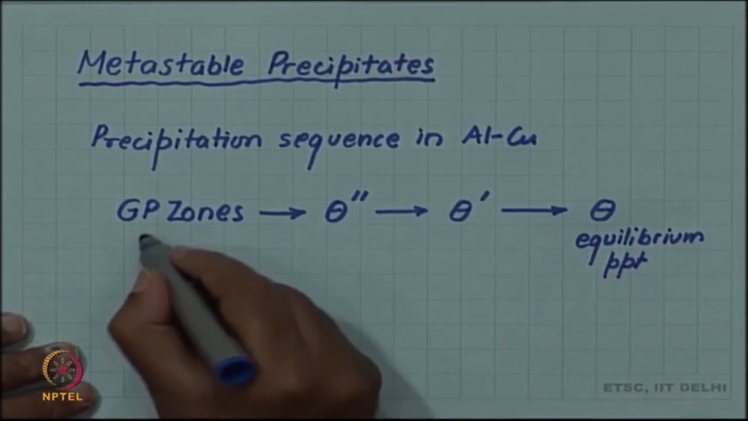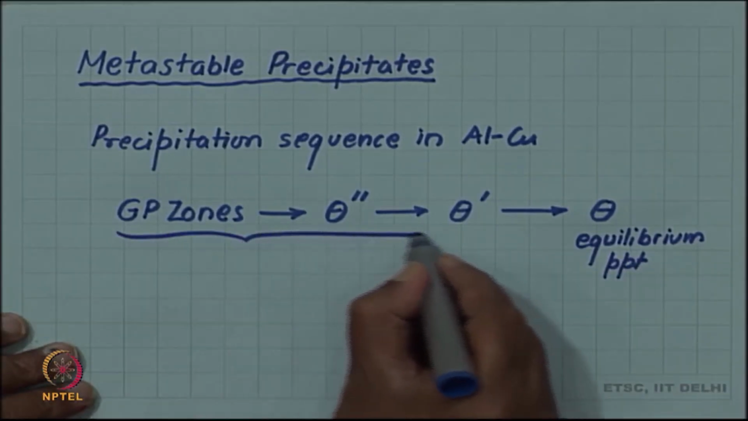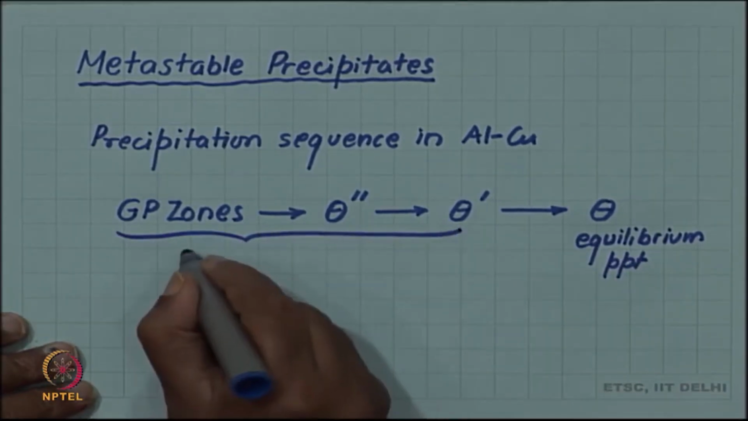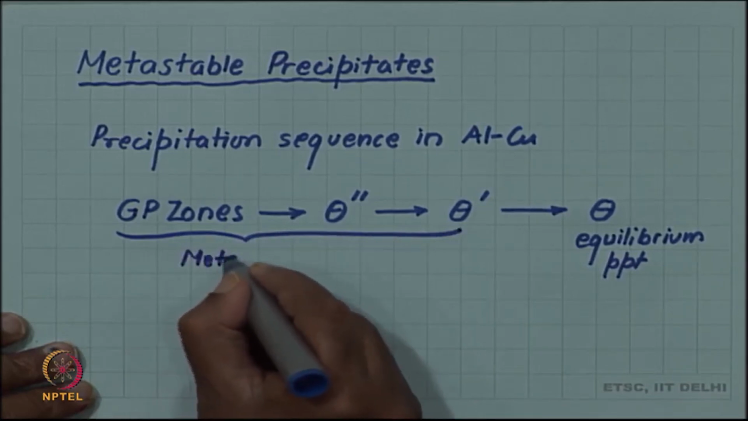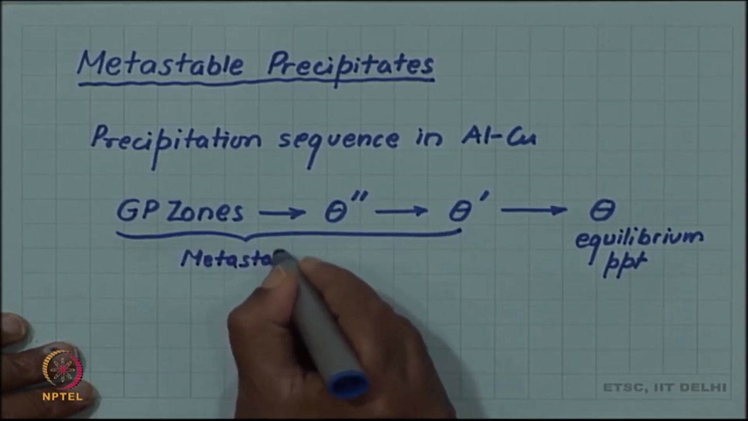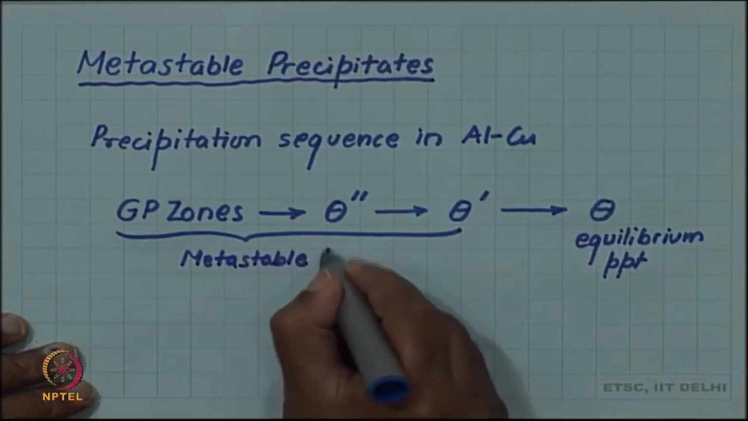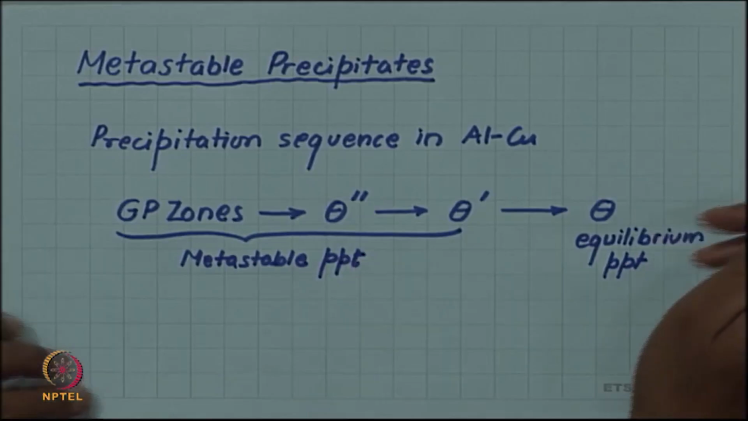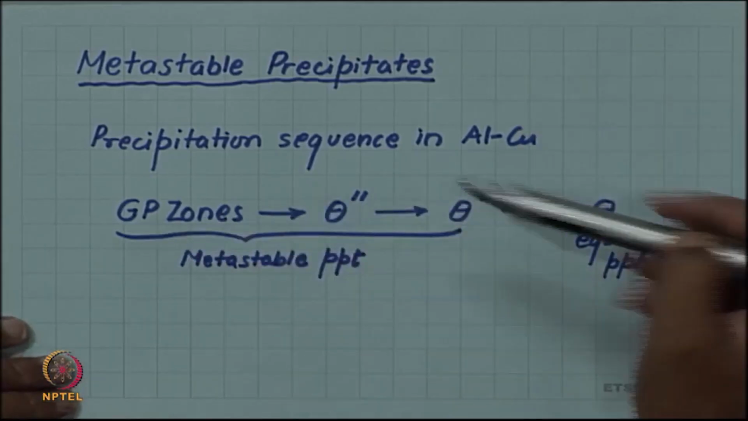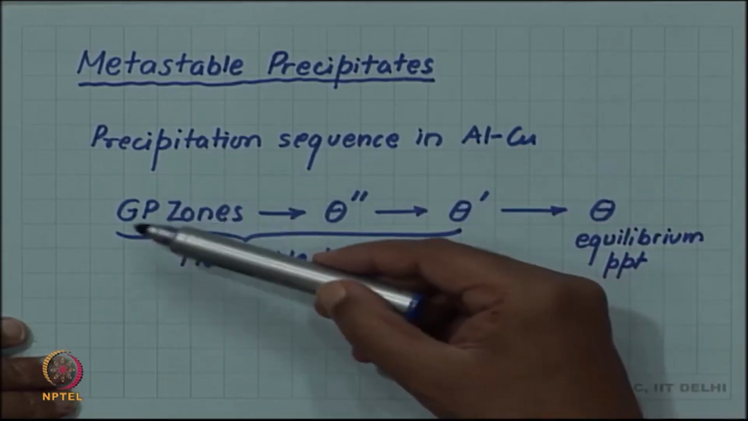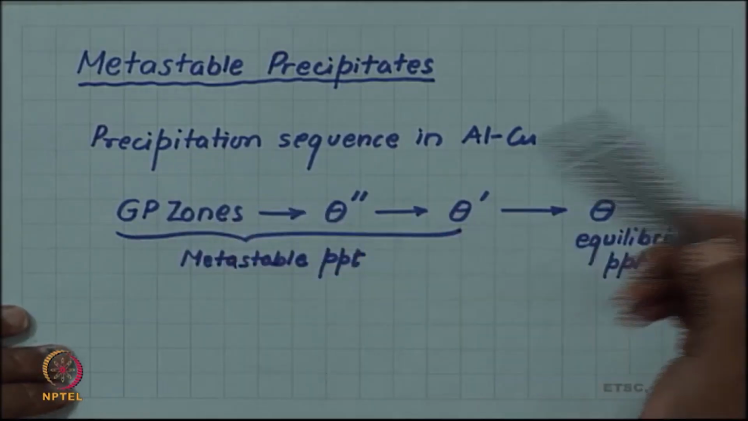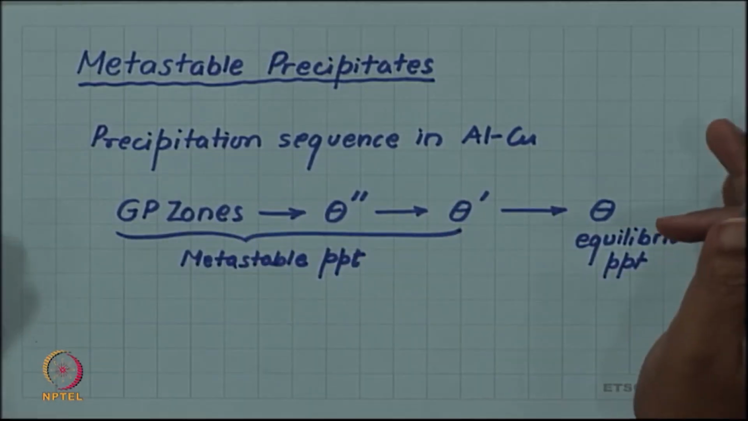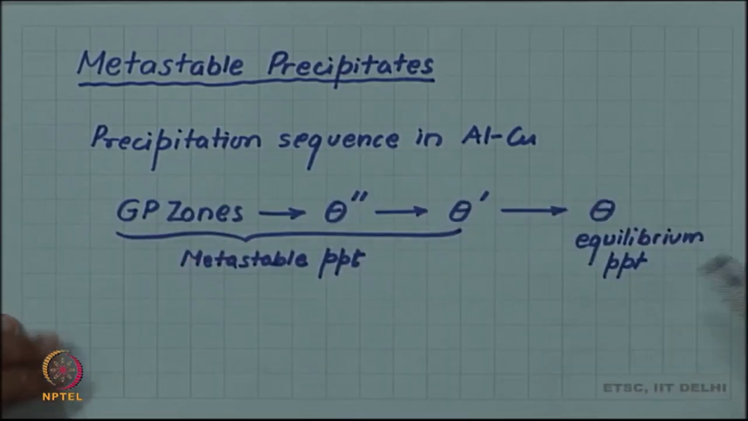Whereas all these three are metastable precipitates. And in fact, the real cause of hardening are these metastable precipitates. It is the initial formation of GP zones which leads to hardening. However, we do not want to get into the details of this in the present course.